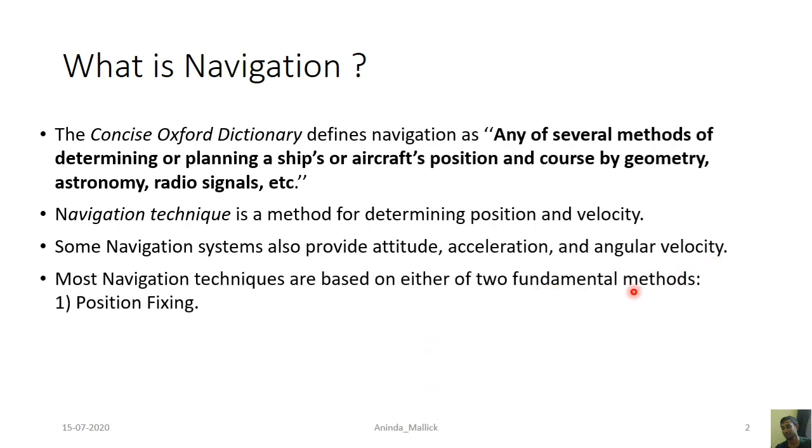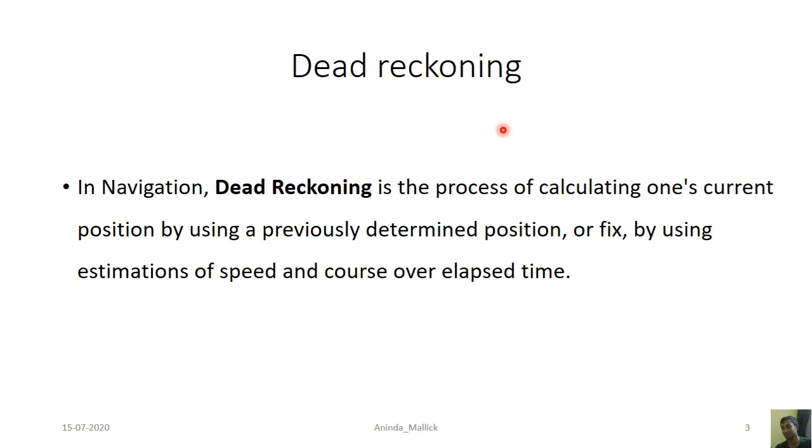And there are two fundamental methods for navigation techniques. One is the position fixing method, and the second one is the dead reckoning method. First I will discuss dead reckoning, and then I will discuss position fixing. In the case of dead reckoning, just think there is a moving car, and you know the initial position of this car. The car has a speedometer, gyroscope, and accelerometer installed, and you calculate the current position of the car by using its previous position and those sensor data. In this case, the sensor errors will get added over time. That is the main disadvantage of the dead reckoning method.